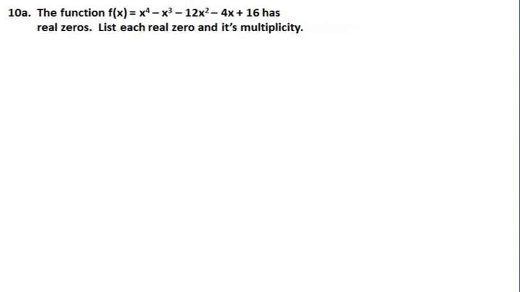10a, the function f of x equals x to the fourth power minus x cubed minus 13x squared minus 4x plus 16 has real zeros. List each real zero and its multiplicity. It doesn't say how many zeros it has. So what we're going to do is, we know that the number of zeros, real and non-real, and I guess from the way the problem is worded, we probably have 4 total zeros. So let's go ahead and look at what that is.